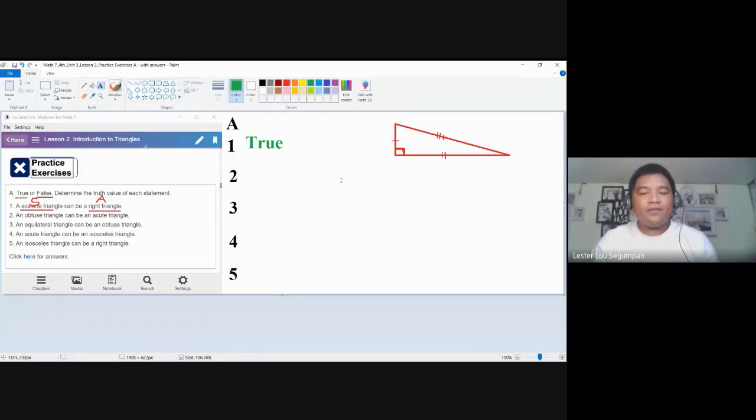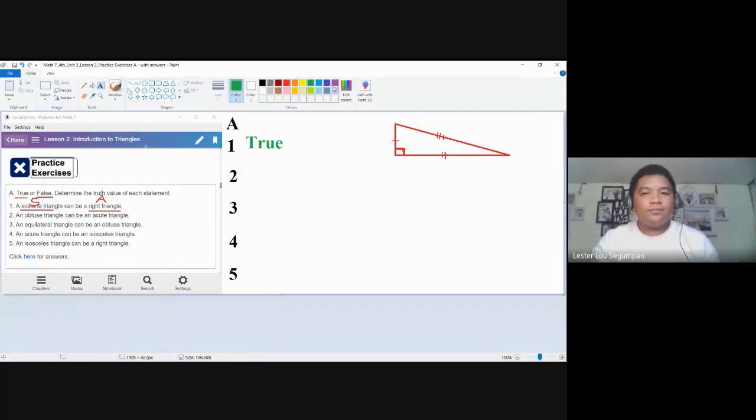How do we determine if it's true or false, sir? Look again at the classification of triangle stated per each item. If they do not overlap, if there's no conflict between them, the answer is true. If there is a conflict between them, that would be false.